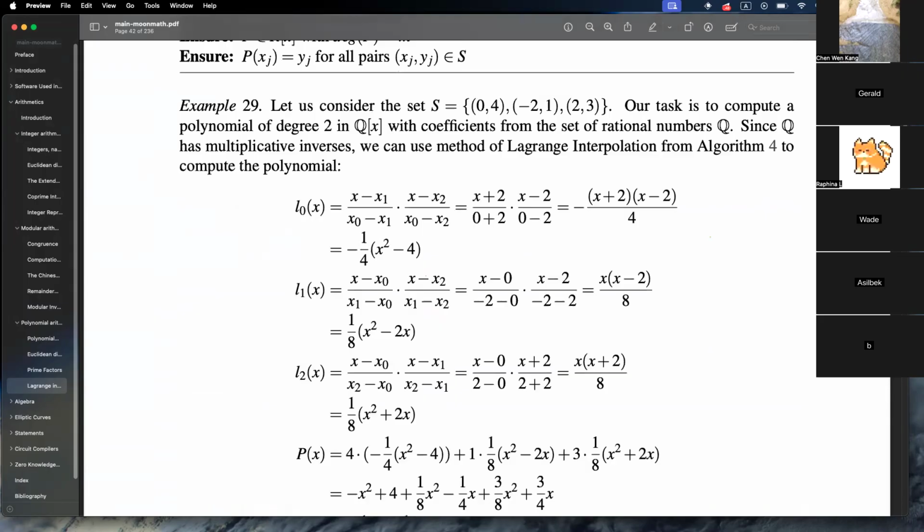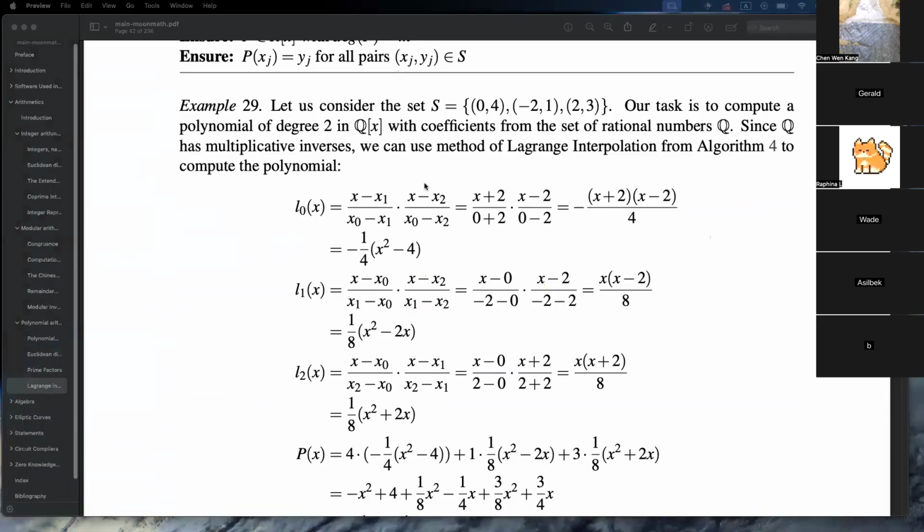So let me just take this. Okay, great. So it essentially calculates, for these 3 points, it needs to do these 3 calculations for each of the points, right? So x minus x1, x minus x2, and x0 minus x1, and x0 minus x2. So you do this for each.